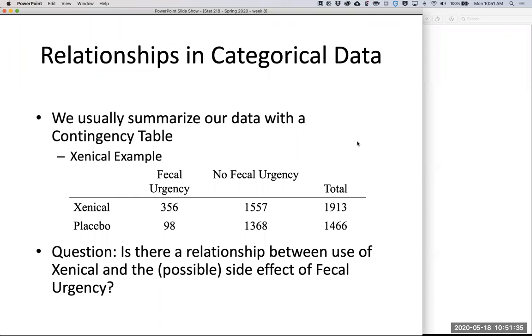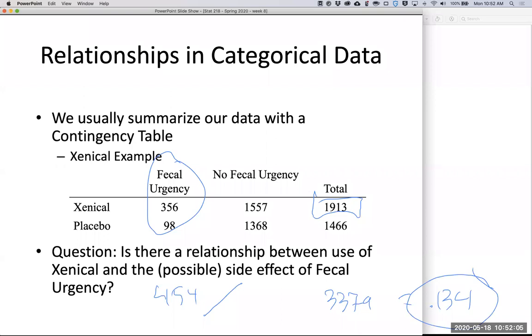But I'm sort of thinking that if you were to have a total number of cases of fecal urgency, that's 454 of the 3,379. 454 over 3,379 is 0.134, 13.4% of people. And if in the Xenical taking row, 1,913 folks were each experiencing fecal urgency with that rate, 13.4% of 1,913, I could write that out as the expected number of cases of fecal urgency in the group that's taking Xenical. So in other words, here's the observed.